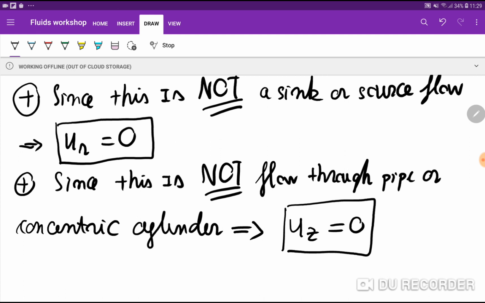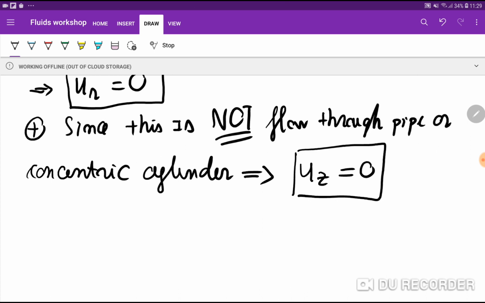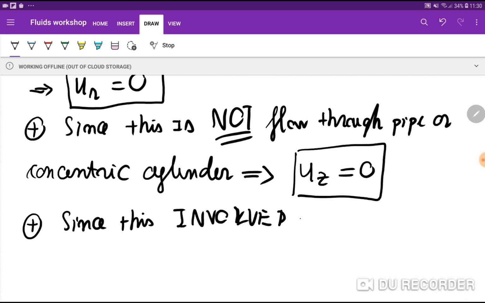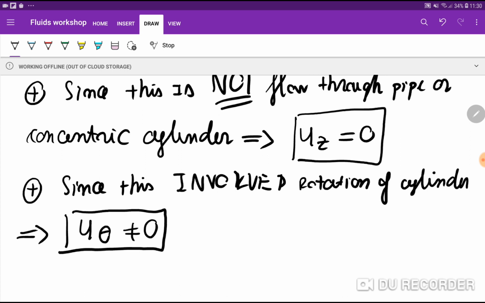Okay, what's the next thing? These are the not-equal-zero components. We know that they have the rotation going on, right? So you can say since this involves rotation of the cylinder, then the theta component of the velocity is not zero, or in other words, it exists. Now that is for part A.